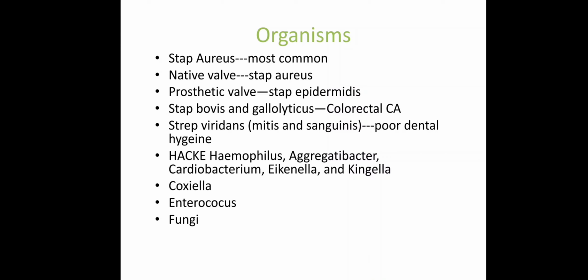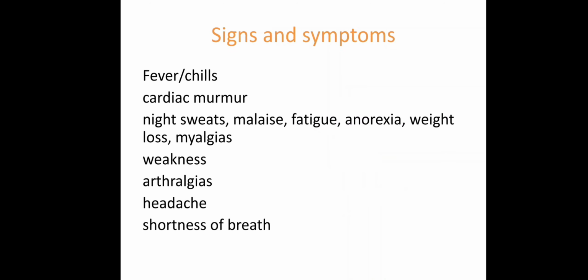Then there's the HACEK group: Haemophilus, Aggregatibacter, Cardiobacterium, Eikenella, Kingella, as well as Coxiella, Enterococcus, and some of the fungi. These are the organisms which are known to be associated with infective endocarditis.